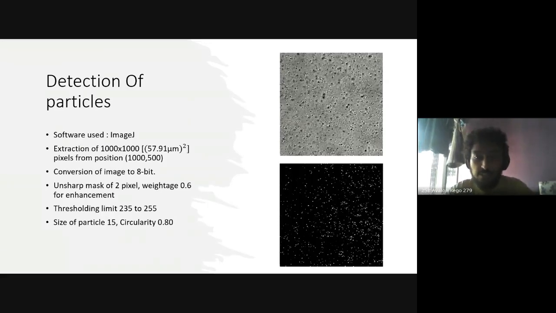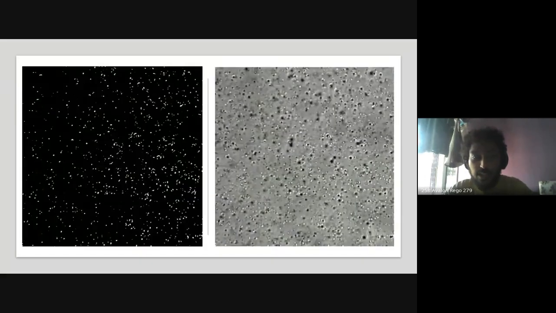Then on top of this, we filtered based on size and circularity. So the size of the particle is 15 and the circularity is 0.8. Putting all these filters on it, we get the next image you see here. So this is the final result. The right is your original sample, and the left is after we put all the filters on it.